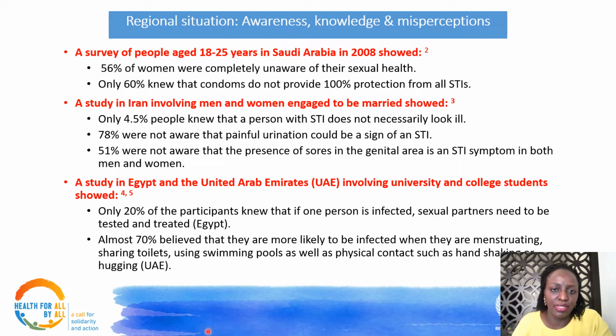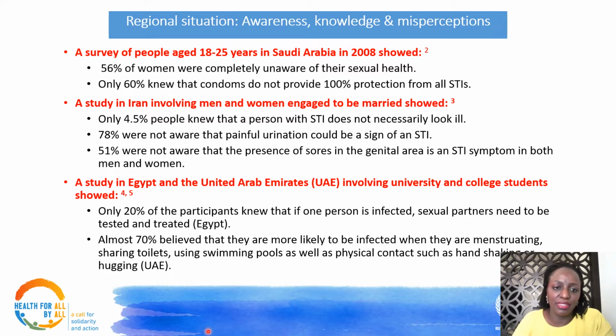So we looked at the regional situation, specifically zeroing in on awareness, knowledge, and misconceptions. Different surveys have been done, and we highlight some of the surveys in this slide. A survey among people aged 18 to 25 years in Saudi Arabia in 2018 showed that 56% of women were completely unaware of their sexual health, and only 60% knew that condoms do not provide 100% protection from all STIs.